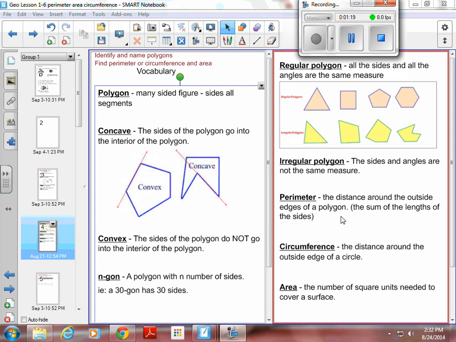Perimeter is the distance around the outside edges, so you just add up all the lengths of your sides. And circumference is the distance around the outside edge of a circle. Circumference is 2 pi r, or pi times d. And area is the amount of square units needed to cover a surface, and we'll probably get into some of the formulas for those in this section.